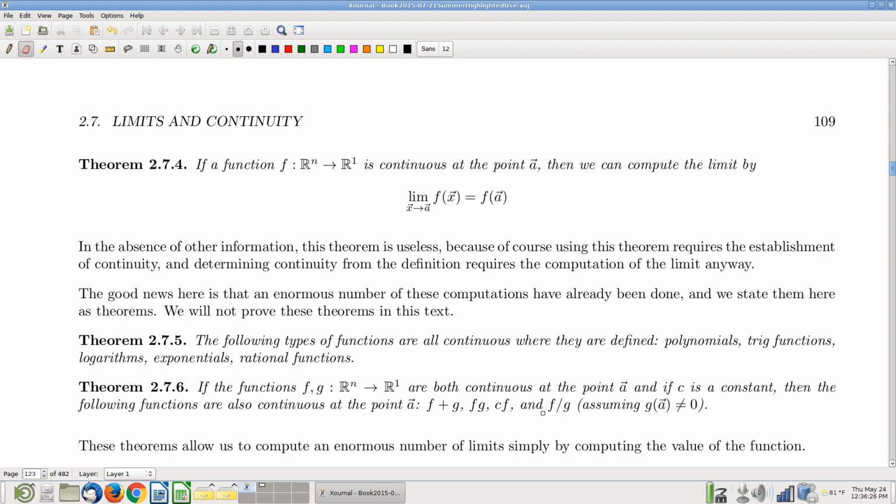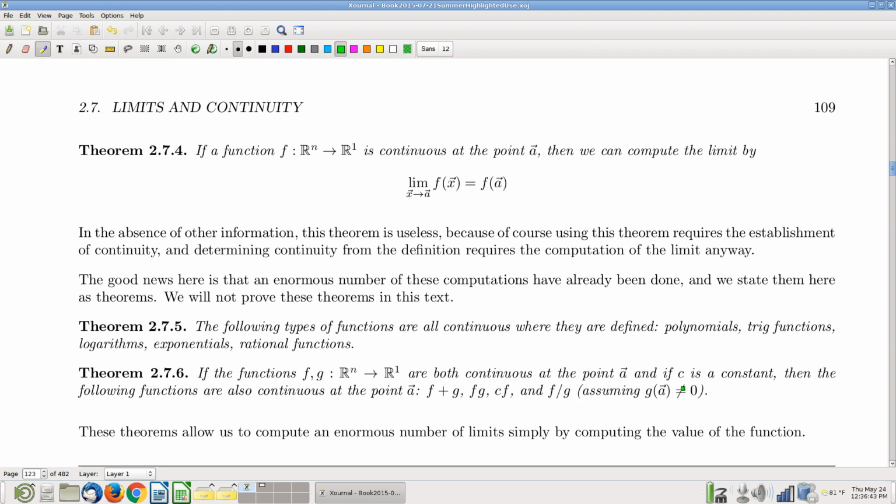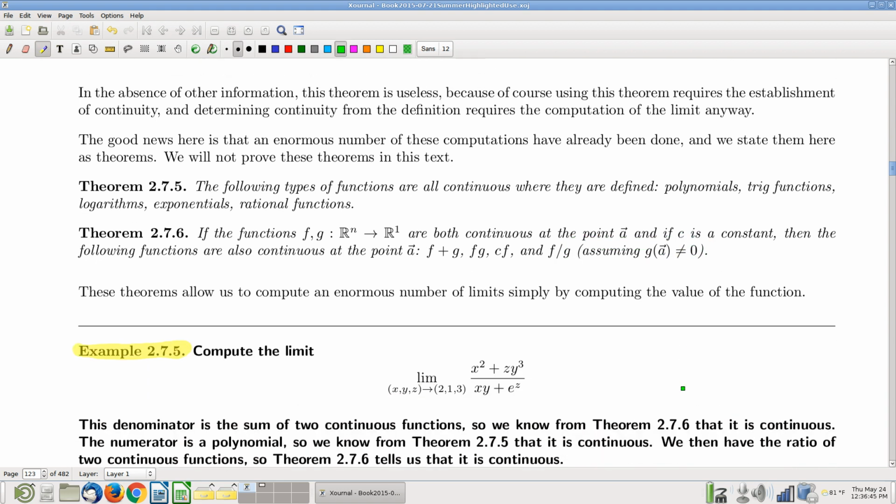Now I do have to emphasize this little asterisk. If g of a is equal to 0, then we have a divide by 0 problem. That is a big worry. So the fraction result only applies if the denominator value is non-zero. Okay, so let's apply that idea to this example.